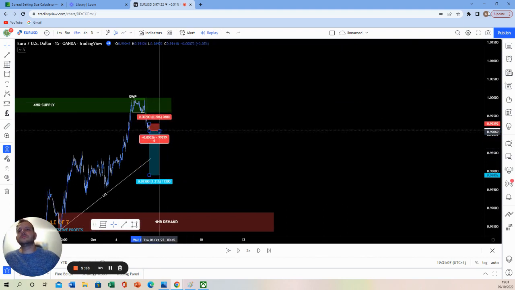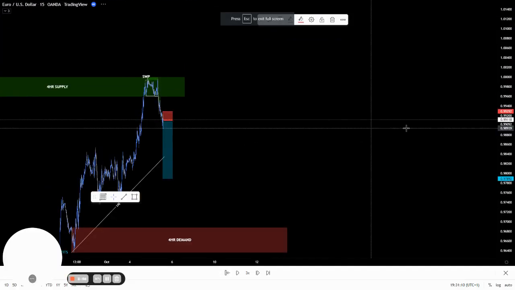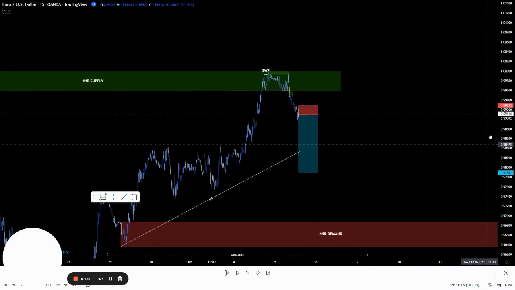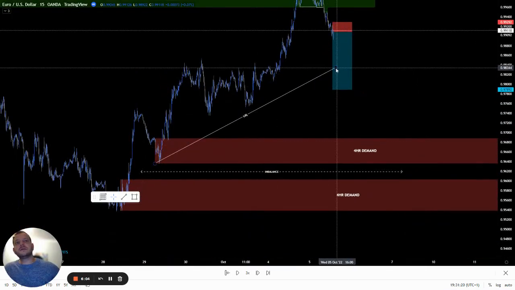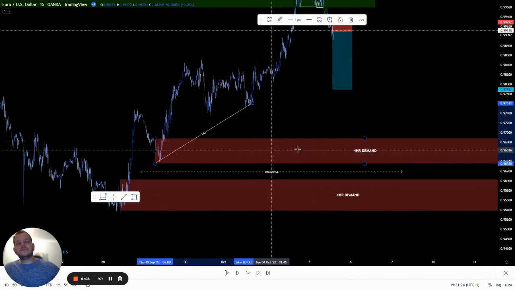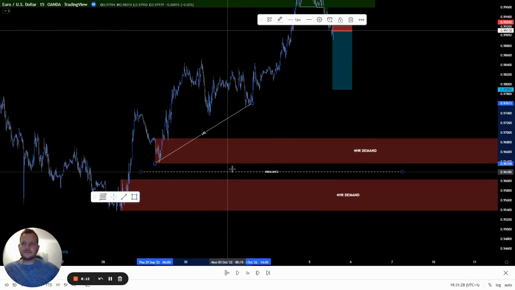Let me just make that smaller. Right, we'll go to large screen again. I'll just double check my entry point and you'll see why I entered. And obviously down here, you'll see in a minute, that bit there, that's liquidity. This is a 4-hour demand area, and you've got imbalance in between.